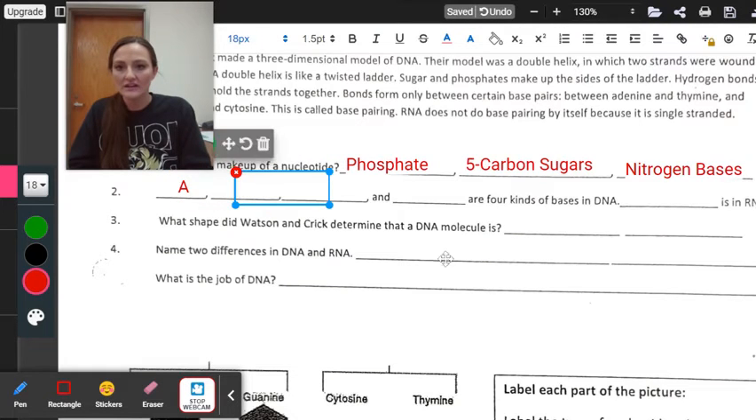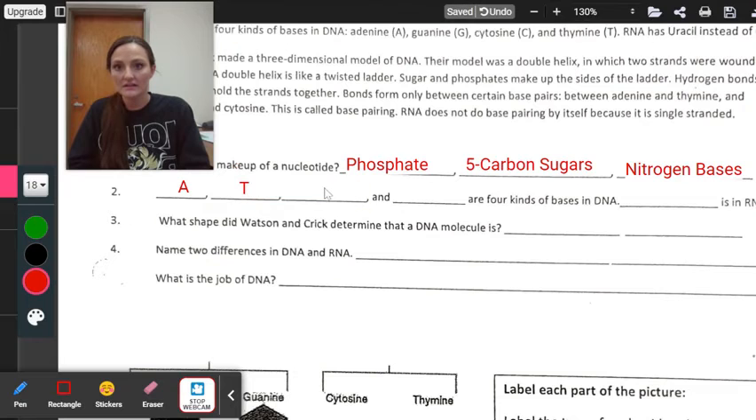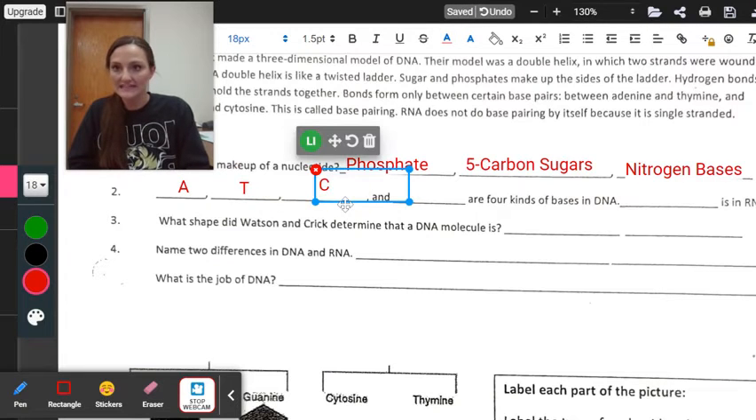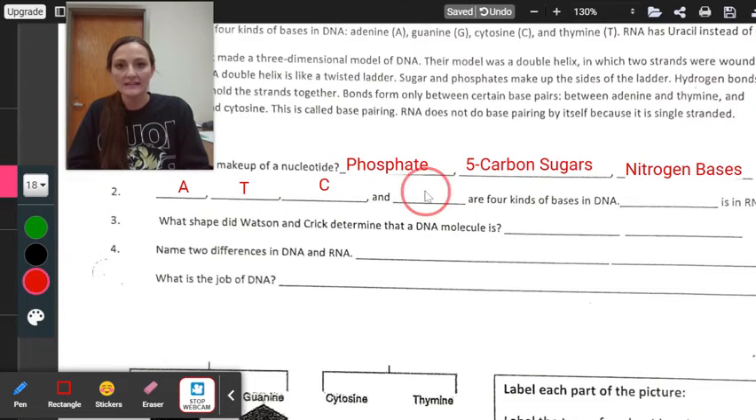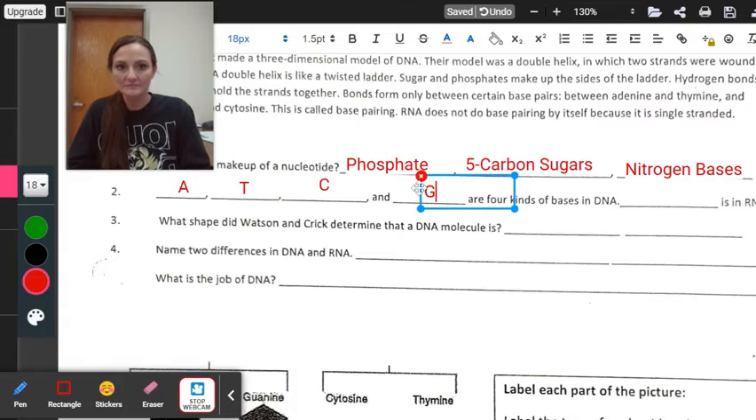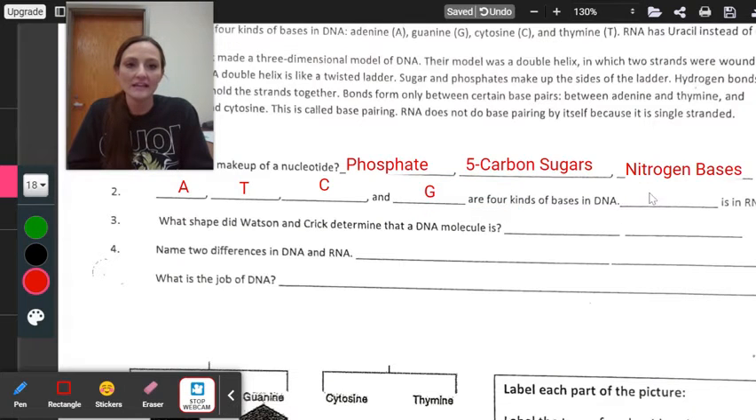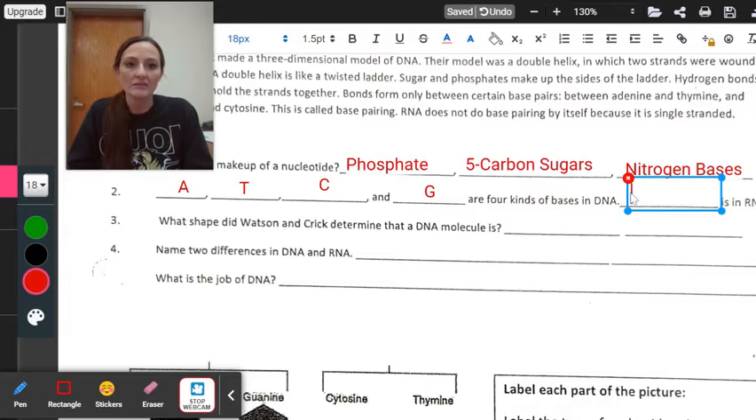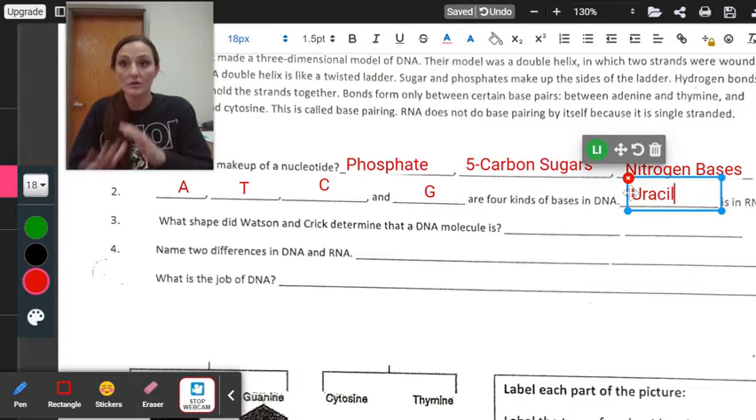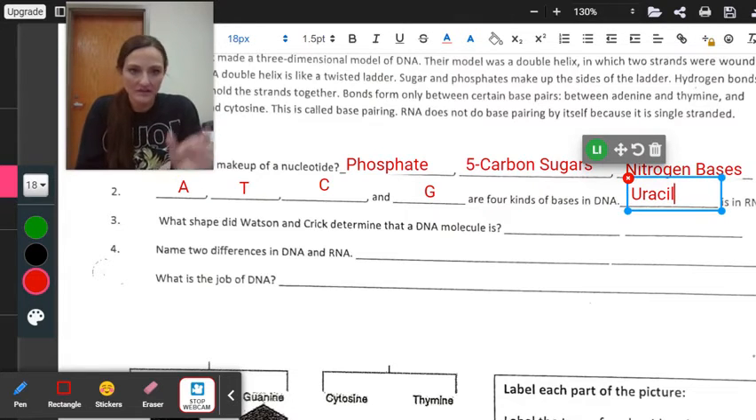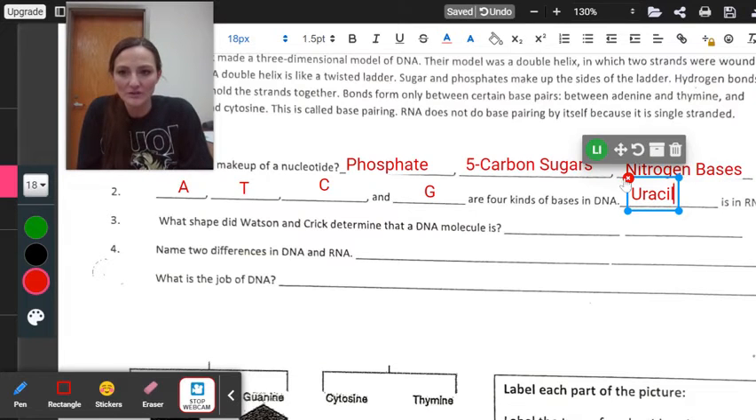Okay, and then over here, I'm going to put T for thymine, and C for cytosine, and lastly, G for guanine. And then it asks you which one is unique to RNA. And I'm going to go ahead and write out uracil as a whole word just so that you guys have a copy of it somewhere. You're welcome to abbreviate it as just a U if you want to.